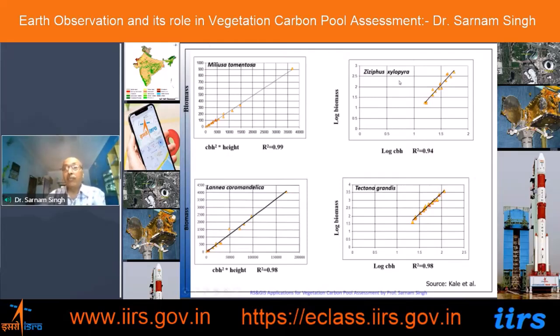Ziziphus xylopyra. Lannea coromandelica, of course, may be available for the south, but may not be for here. Tectona grandis, for that area, was not available. So we developed our own equations and published them. You can see the publication here also. What I'm trying to say is, you see the R square value is excellent because we did this sampling based on very scientific inputs and generated a volume equation for that.